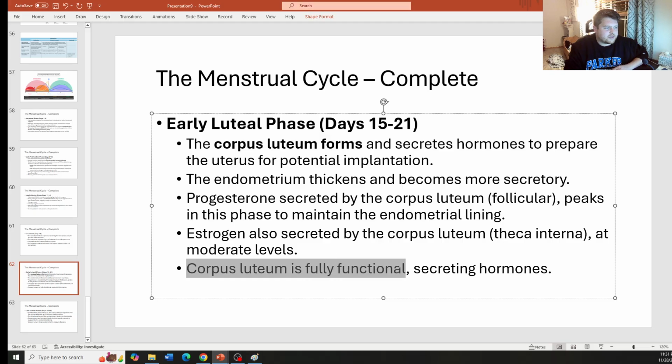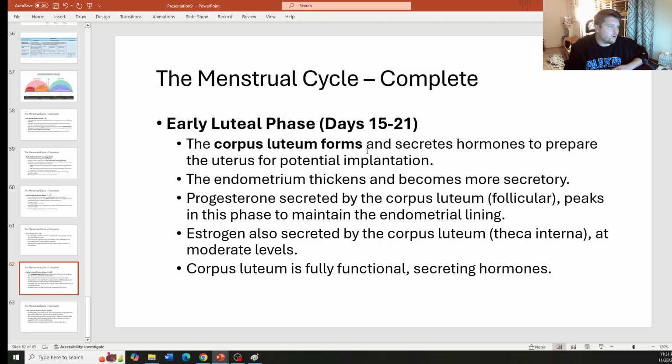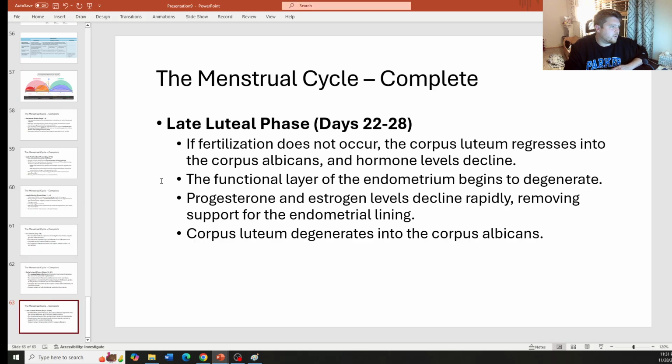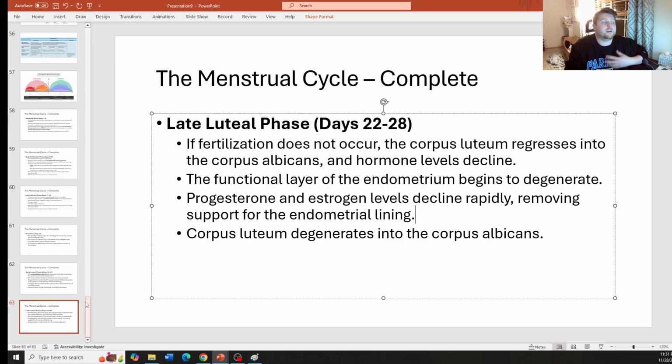And then the corpus luteum is fully functional, secreting hormones, and that lasts for about 10 days. And if no fertilization occurs, the corpus luteum regresses into the corpus albicans, and the hormone levels decline. With the decline of the progesterone and estrogen, the functional layer of the endometrium begins to degenerate, and that's when we finally get menstruation, and then we repeat the entire cycle.